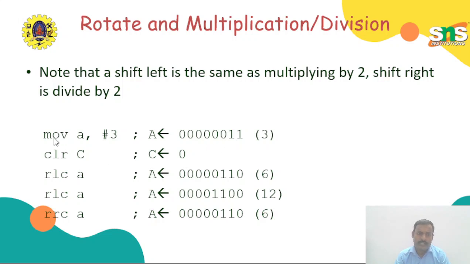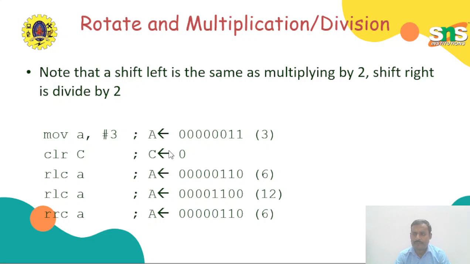Look at this: MOV A, #3. A will be loaded with 3, that is 0, 0, 0, 0, 0, 0, 1, 1. This is the actual data 3. Now I am performing CLR C, so the carry flag will be cleared. C becomes 0 because we are performing a rotate left through carry or rotate right through carry, so the data should not be affected.